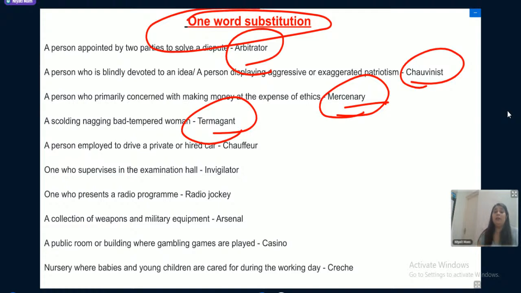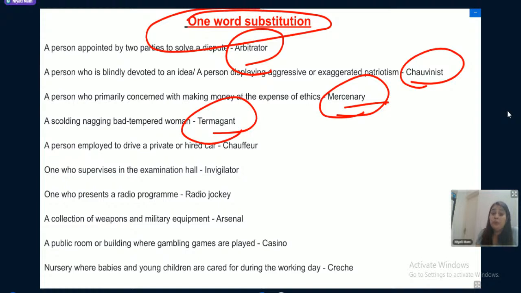Just a quick revision. A person appointed by two parties to solve a dispute: arbitrator. A person who is blindly devoted to an idea or to something is a chauvinist. Anyone whose primary concern is earning money at the cost of his ethics, at the expense of his morals, is known as a mercenary. Any woman who loves to fight, who is always ready to fight, is known as a termagant. A person employed to drive a private or hired car is known as a chauffeur.